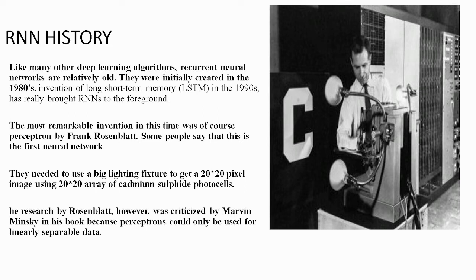The most remarkable invention of the time was, of course, the perceptron by Frank Rosenblatt. Some people say this is the first neural network. The perceptron was implemented in the Hughes instrument named the Mark I Perceptron, and it was composed of randomly connected wires. They needed to use a big lighting fixture to get a 20 by 20 pixel image using a 20 by 20 array of cadmium sulfide photocells. However, Rosenblatt was criticized by Marvin Minsky in a book because perceptrons could only be used for linearly separable data.